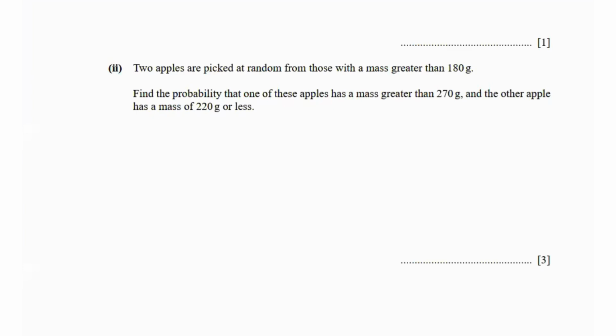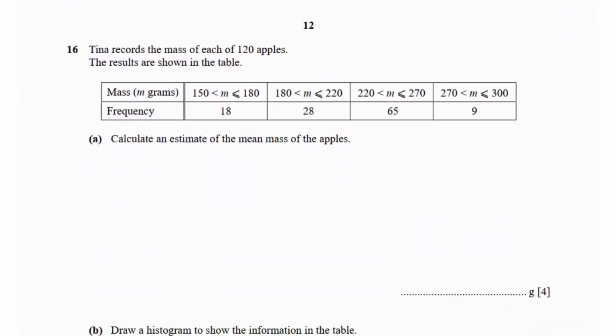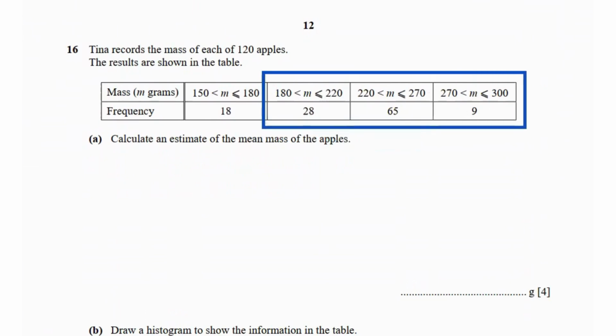Then it says two apples are picked at random from those with a mass greater than 180 grams. Find the probability that one of these apples has a mass greater than 270 and the other apple has a mass of 220 or less. So firstly, we're focusing on the apples that are greater than 180. So let's highlight that. This is what we're focusing on. So the total number of apples is going to be 120 minus 18, which is 102. So these are the total apples that we're taking as a sample size right now.